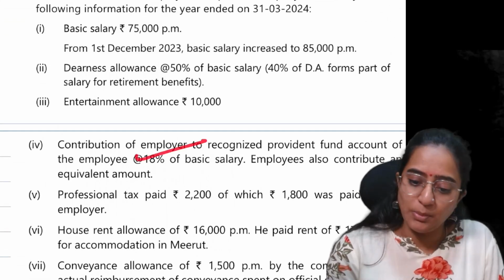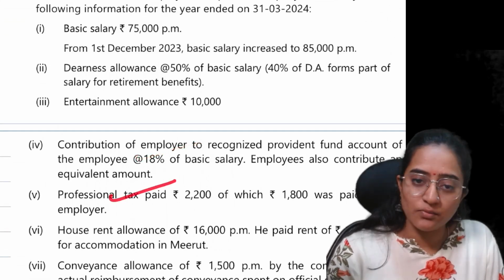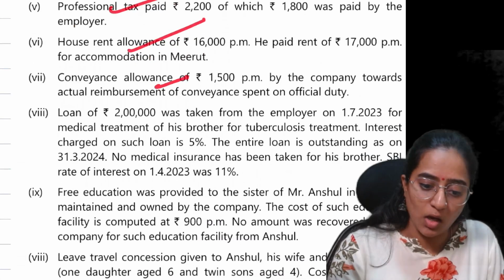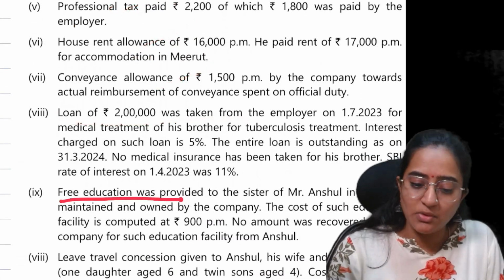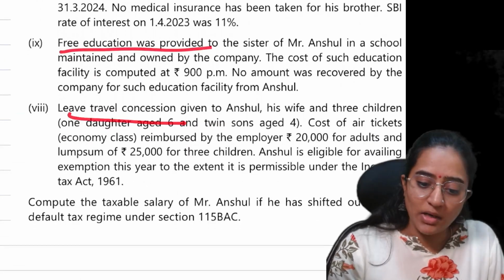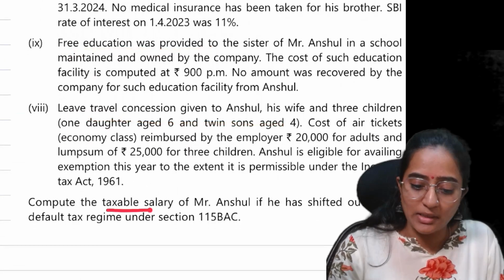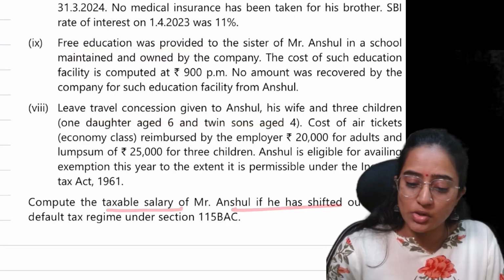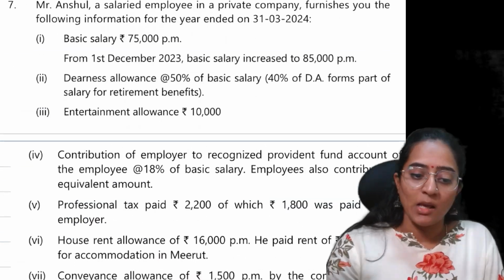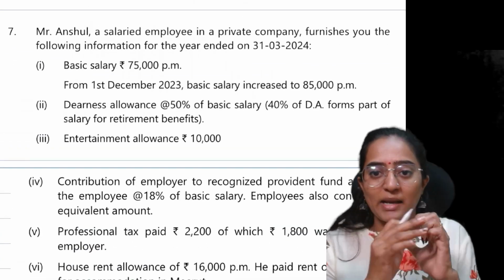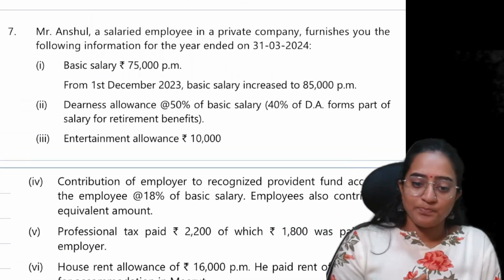PF contribution is being provided, professional tax information given, HRA information given, house conveyance is given, loan from the employer information is given, free education is given, leave travel concession is also given. Compute the taxable salary of Mr. Anshul if he has shifted out of the default tax regime under section 115BAC. The point is very, very simple. Let's break down each point of the question.